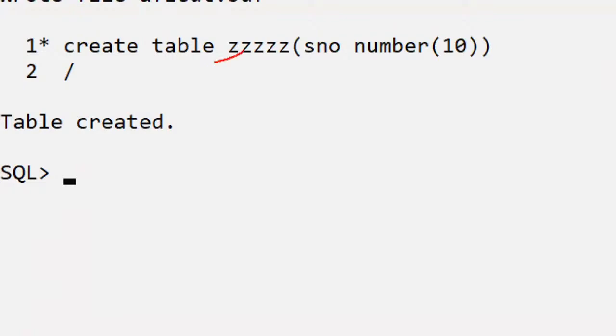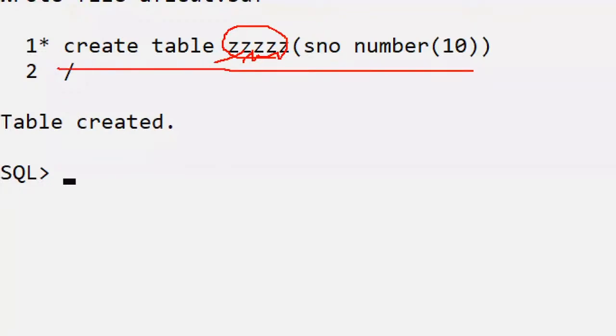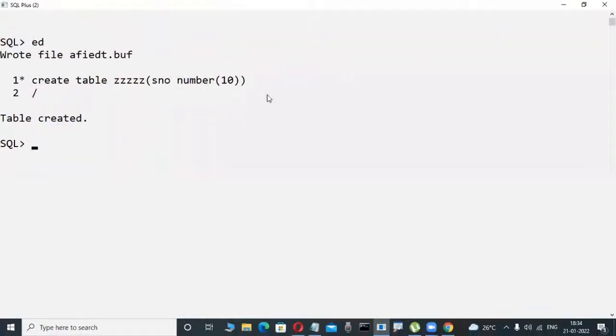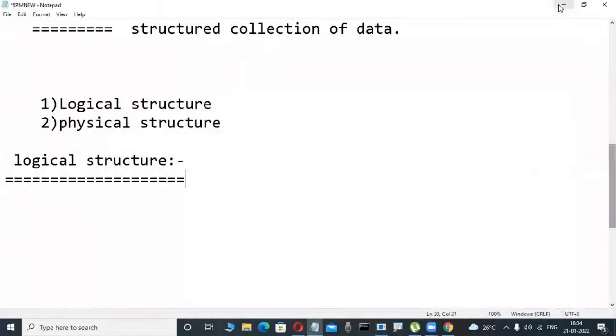Slowly observe it here. Z is the name I'm giving. The table I'm creating is only in my Oracle database or SQL Server database or MySQL database. Okay fine, the table is created. Slowly observe it here. This table is created.